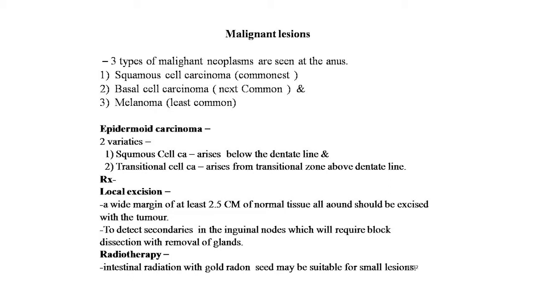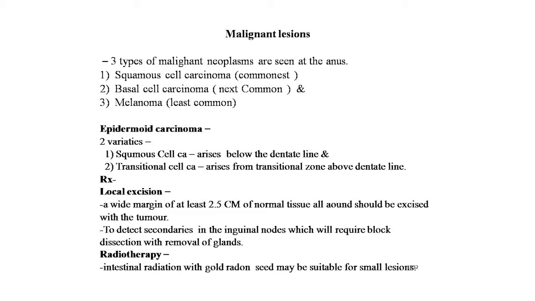The ulcerative variety is mostly seen as an indurated ulcer or ulcerated nodules. Rectal bleeding is the main symptom along with pruritus ani. Early diagnosis can be made by careful examination and biopsy. One must exclude carcinoma of the rectum and colon. Now the treatment. First, local excision.